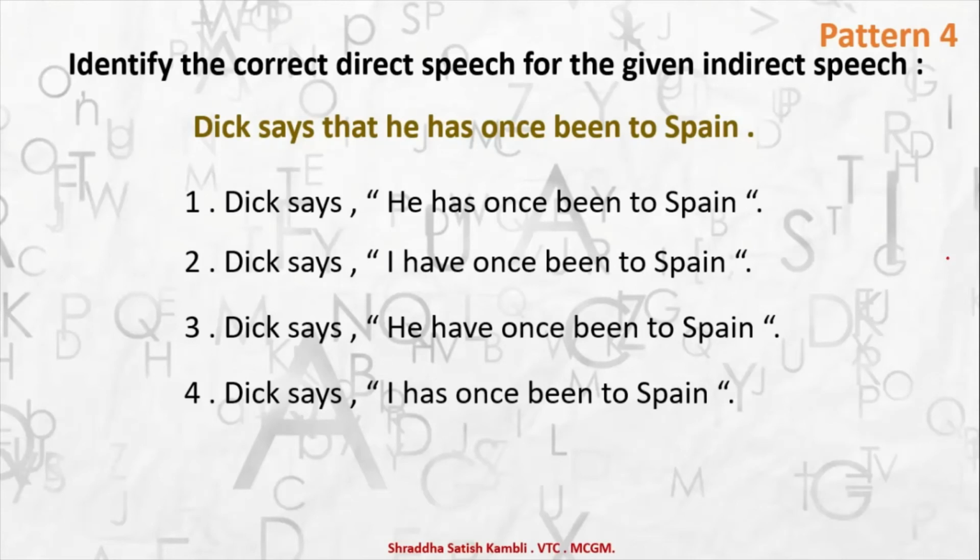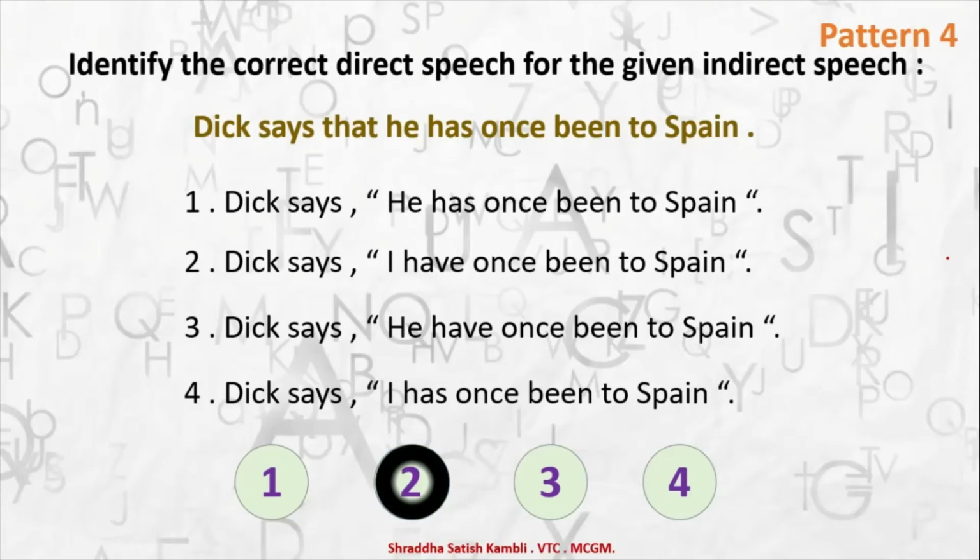Dick says I have once been to Spain. Dick says he have once been to Spain, or Dick says I has once been to Spain. Pay attention to the verbs which are used and pay attention to the tenses also. So which one is the correct one? It is the second one. Dick says I have once been to Spain.